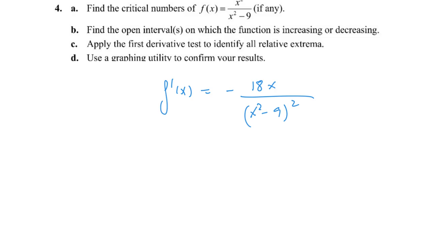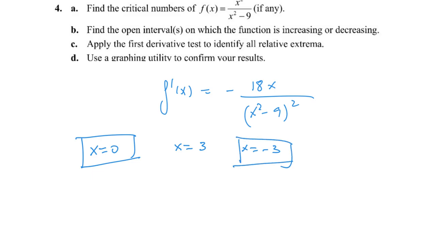When the numerator is 0, when x equals 0. So I found one critical point. Where are the other two critical points? The other critical points are when the derivative doesn't exist. It doesn't exist at x equals 3 because 3 squared minus 9 will be 9 minus 9, division by 0 doesn't exist. So the other two critical points are x equals 3 and x equals minus 3.